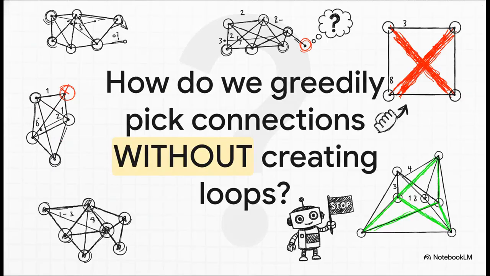So this really brings our problem into focus. The real challenge isn't just grabbing the cheapest connections. It's about grabbing the cheapest connections, but having a smart rule in place that can tell us, whoa, hold on, don't add that one. It's going to create one of those wasteful loops. And the algorithm that pulls this off perfectly? You guessed it, it's Kruskal's.